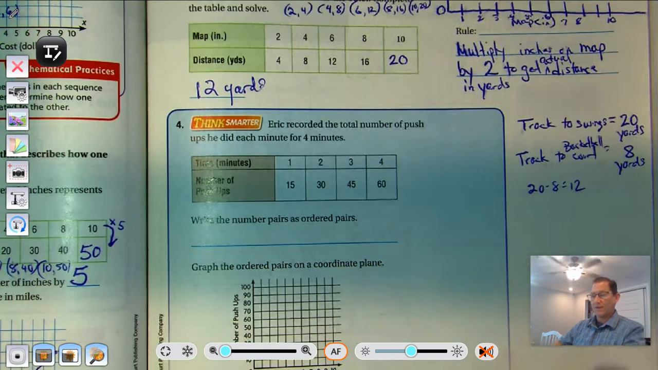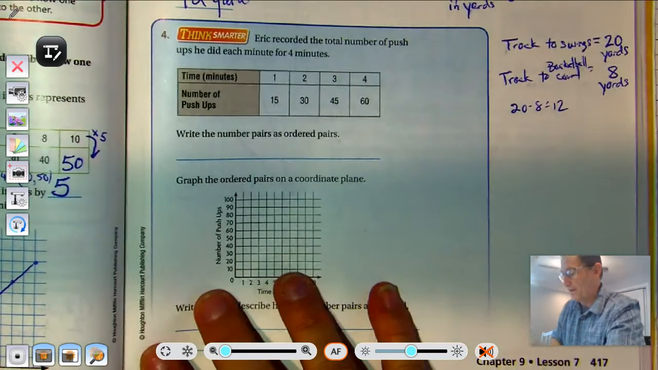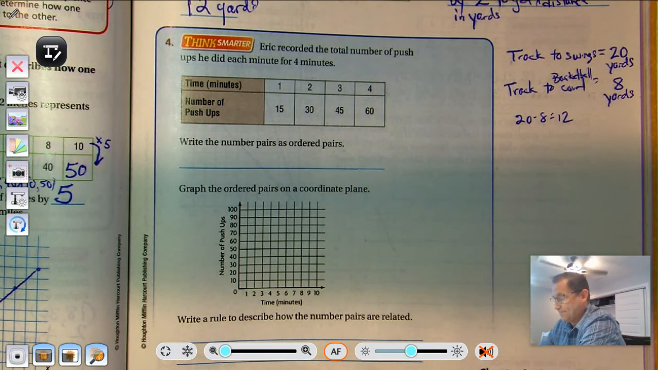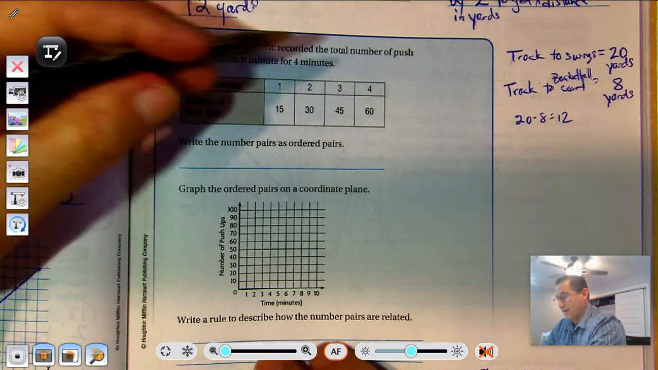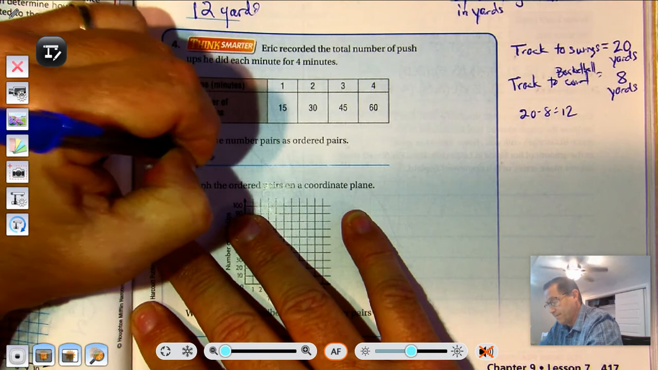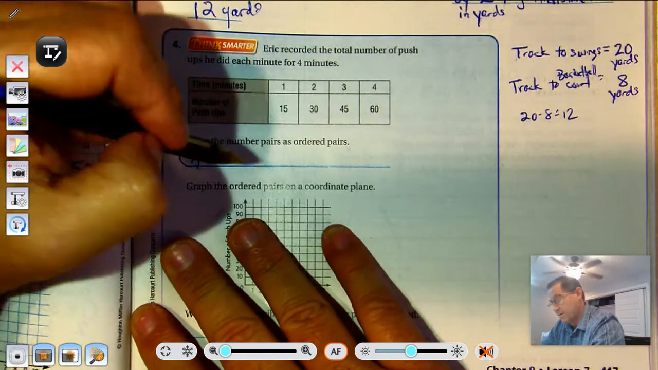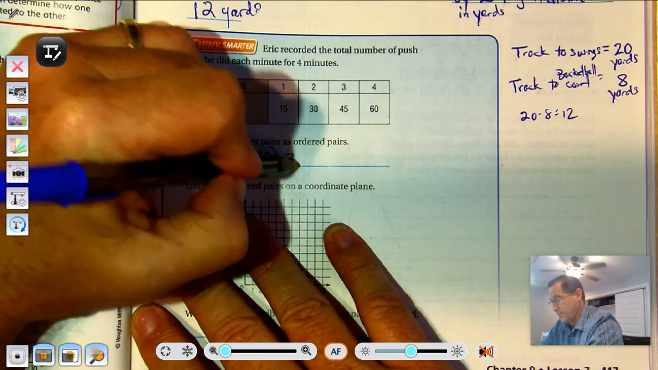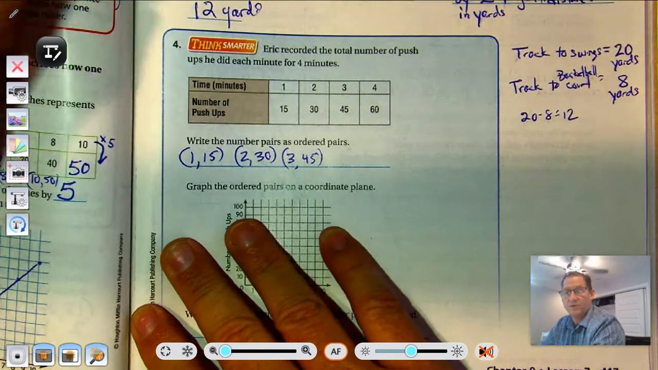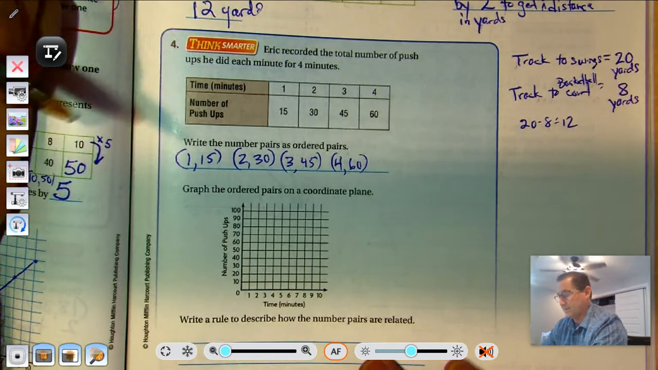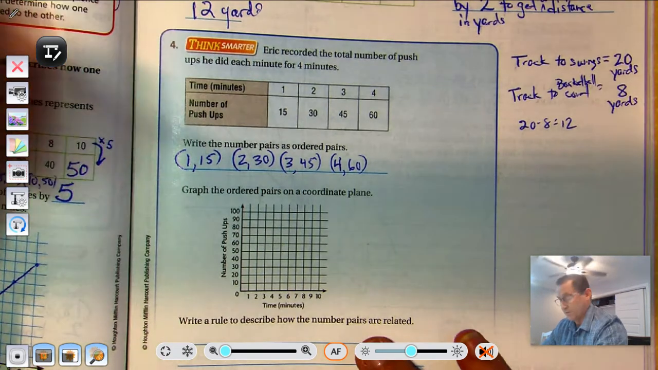Okay. And number 4. Eric recorded the total number of push-ups he did each minute for 4 minutes. All right. So write the number pairs as ordered pairs. So 1 minute, 15 push-ups. 2 minutes, 30 push-ups. 3 minutes, 45 push-ups. 4 minutes, 60 push-ups. Let's just graph that.